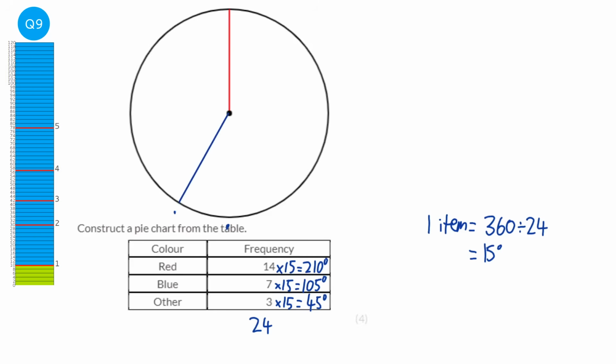Then to do 105, we're going to put our protractor in the middle. And we're going to look at 105, which will be up here. And then we're just going to join it up with a straight line. And then we're just going to check the last angle. If I put my protractor on it, it is 45 degrees. Perfect. Now, an important step to not miss is you need to label them. So the first one is red, the second one is blue, and then the final one is other.